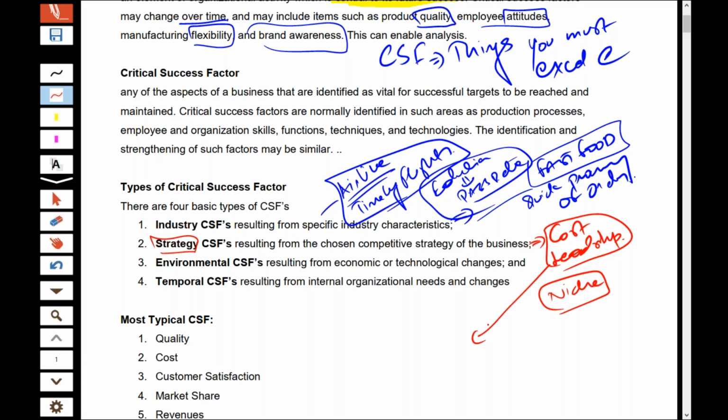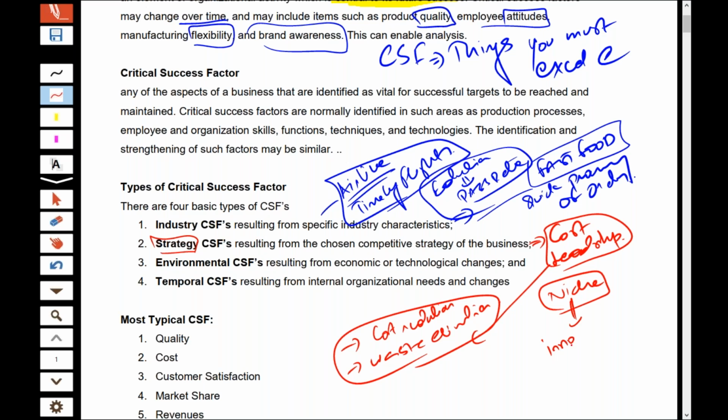Now, when you are operating with a strategy of cost leadership, then your critical success factor is going to be cost reduction. Your critical success factor is going to be waste elimination. These are the various things that you would have to talk about, like cost reduction, waste elimination, etc. These are the various things that you, as somebody pursuing the strategy of cost leadership, have to follow.